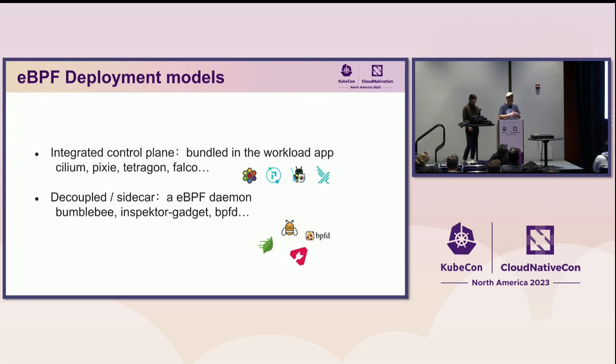And then there's another way, which is what we call decoupled, or more like a sidecar eBPF deployment, where eBPF runs in its own process and communicates with the other applications running on the host through sockets, right? So you have tool chains like Bumblebee and things like that, BPFD. So those are the two most popular eBPF deployment methods today.